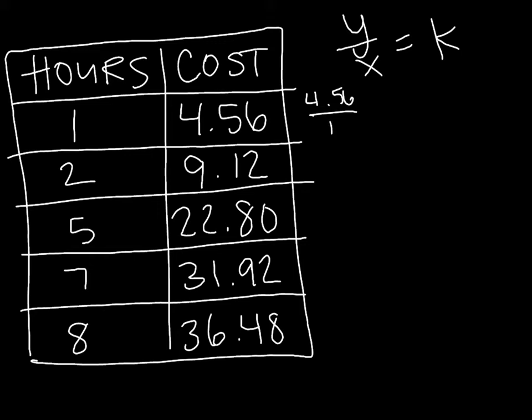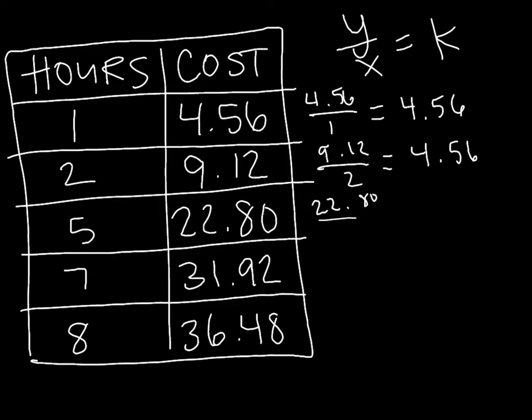And so I'm going to take 4.56 divided by 1, which is 4.56. Now we're going to check the next one. We're going to do 9.12 over 2. 9.12 divided by 2, and I'm using a calculator for this, and I got 4.56. So far it looks like we have a proportional relationship, but we need to check each one in order to see if it is indeed true, because all it takes is one of these to not have the same unit rate in order for it to be not proportional.